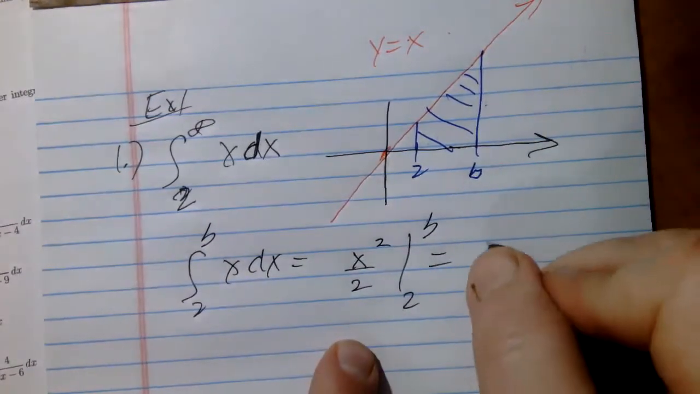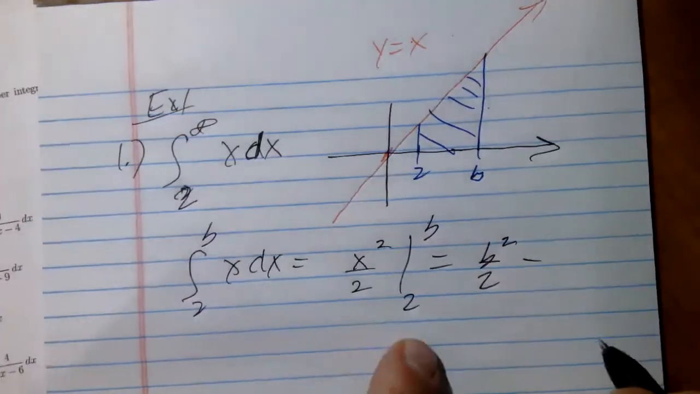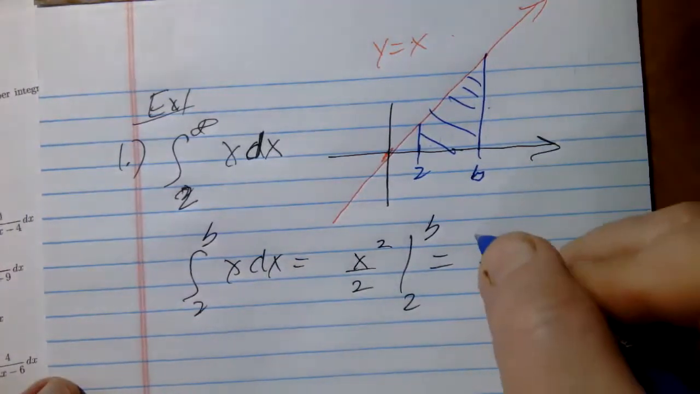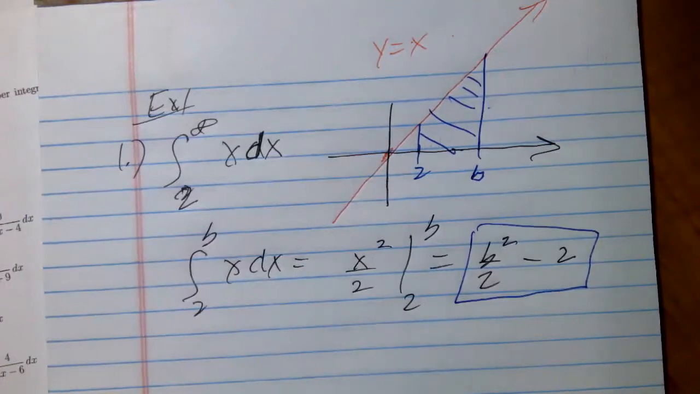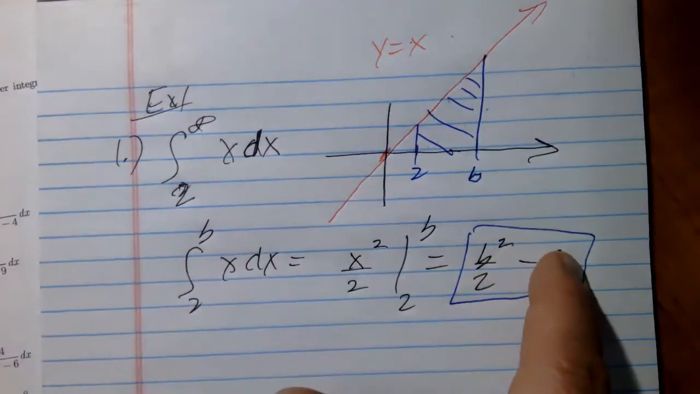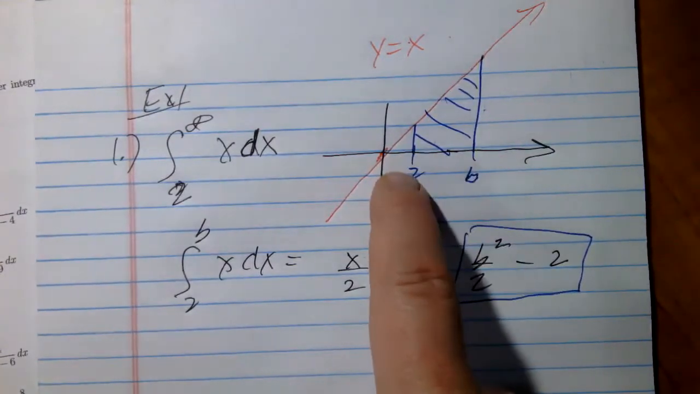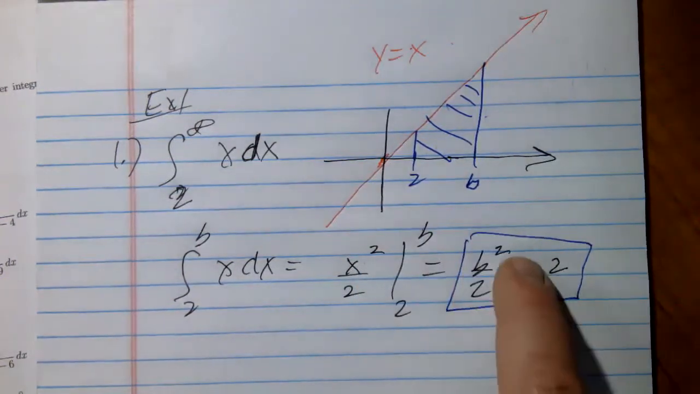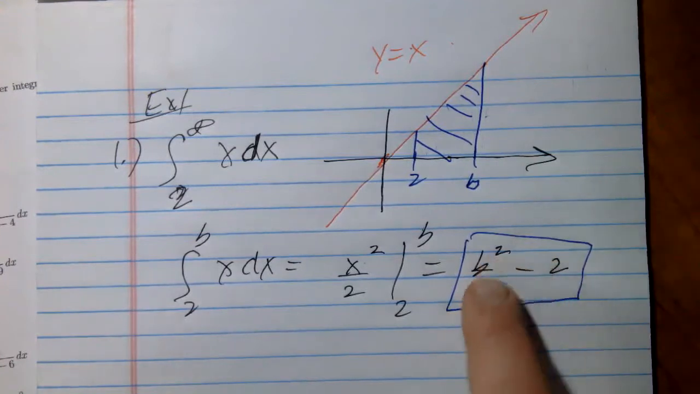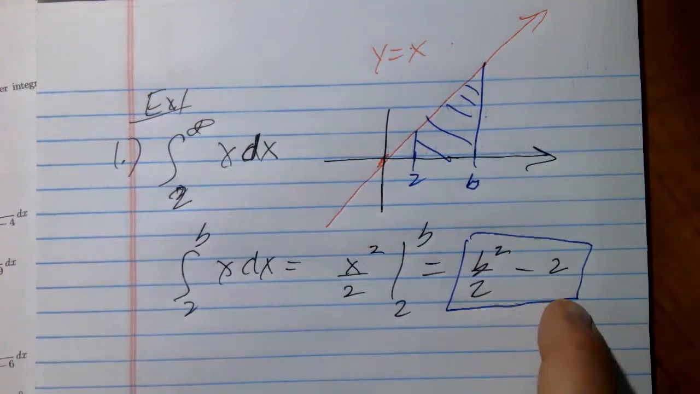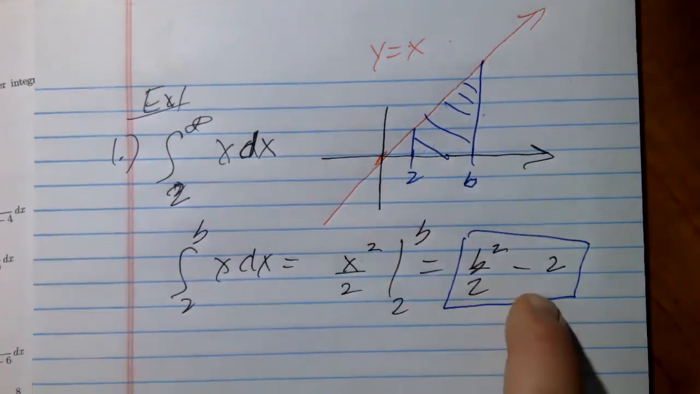Now I plug in my upper bound b, so it's b squared over 2, minus the lower bound: 2 squared is 4, and 4 divided by 2 is 2. So by picking b, arbitrary yes, but imagine b is a set number, I've created a formula that will give me the area from 2 up to some set number. If I wanted to go from 2 to 10, I could just plug 10 in. 10 squared is 100, divided by 2 is 50, minus 2 would be 48. So the area from 2 to 10 would be 48.